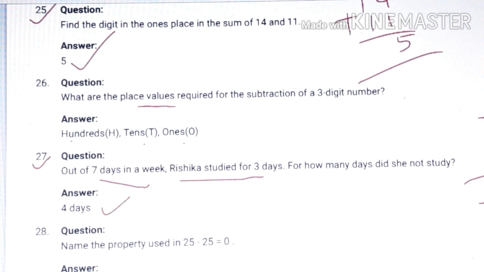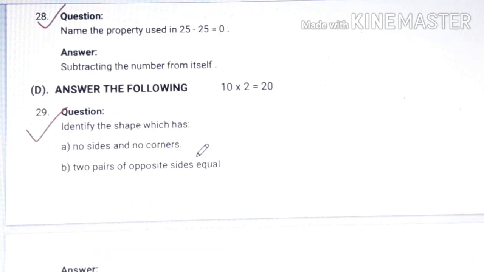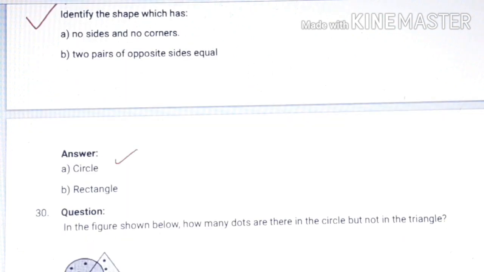Okay. Next, number 28. Name the property used in 25 minus 25 is equal to 0. So subtracting the number from itself. Number 29. Identify the shape which has no sides and no corners. Which 2D shape, children, has no sides and no corners? The answer is circle. Two pairs of opposite sides equal. Which shape is it? It is rectangle.